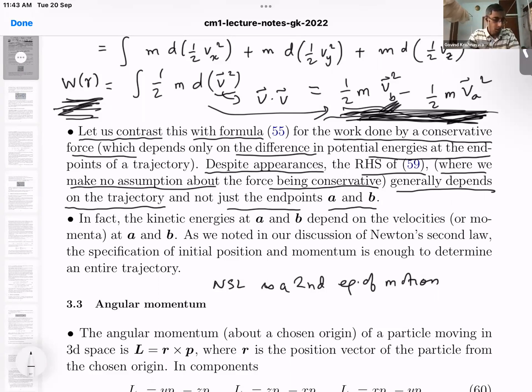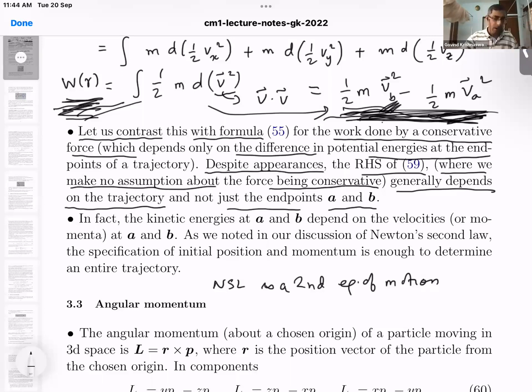So in this formulation, even though it looks as though it depends only on the initial and final locations, that is not true. It depends on the initial and final locations as well as the velocities at those points. For that reason, this formula for the work done has in fact enough information to determine the entire trajectory. Because if you know the velocities at the endpoint as well as the initial location, you can find the whole trajectory simply by integrating the equation of motion with those initial conditions.